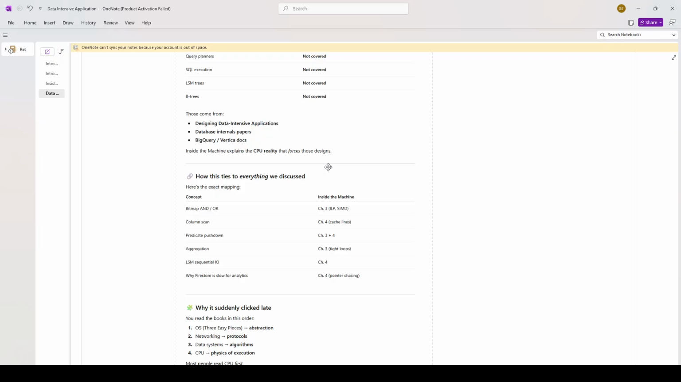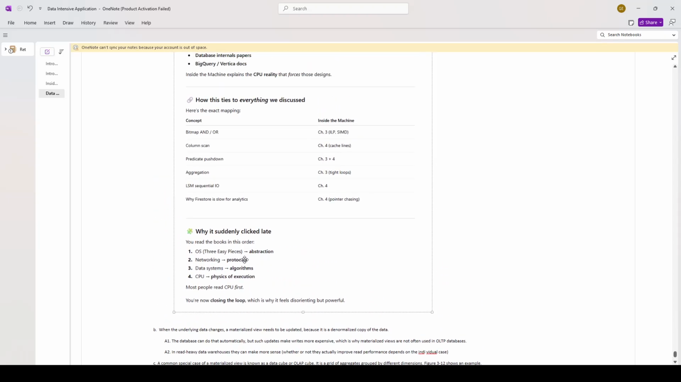How this ties to everything we discussed. Here's the exact mapping. Concept: bitmap AND/OR, Inside the Machine chapter 3, ILP, SIMD. Column scan, chapter 4, cache lines. Predicate pushdown, chapter 3 plus 4. Aggregation, chapter 3, tight loops. LSM sequential IO, chapter 4. Why Firestore is slow for analytics, chapter 4, pointer chasing.